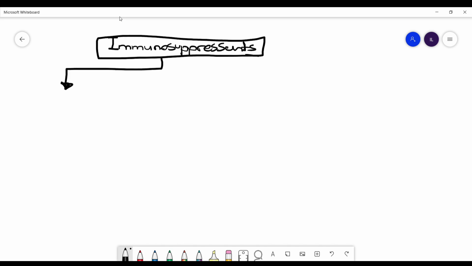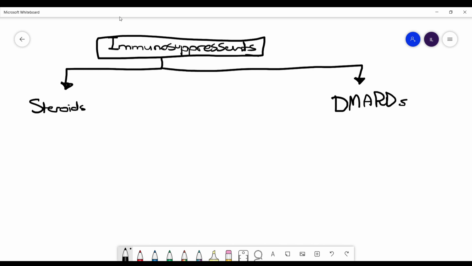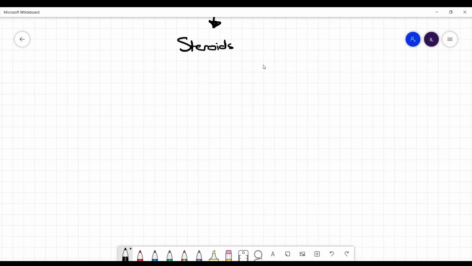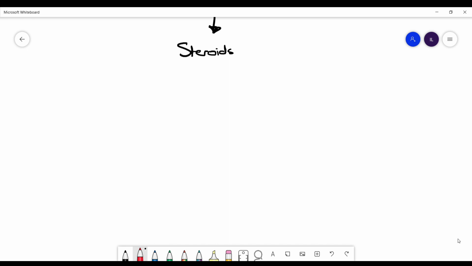The first category is steroids. And the other one is disease-modifying anti-rheumatic medications. Now let's talk about the steroids. I'm going to just mention what you need to know to understand. So the body produces around 20 milligrams of cortisone every day.